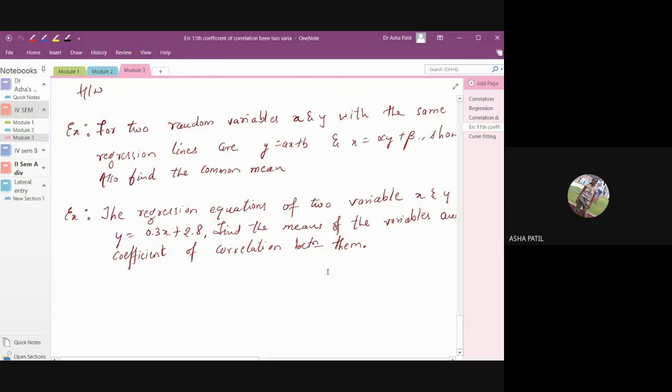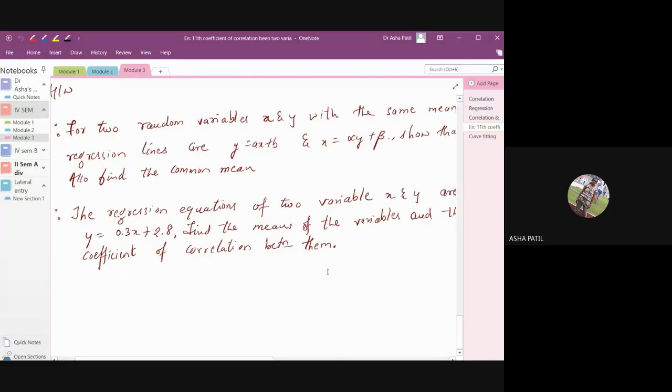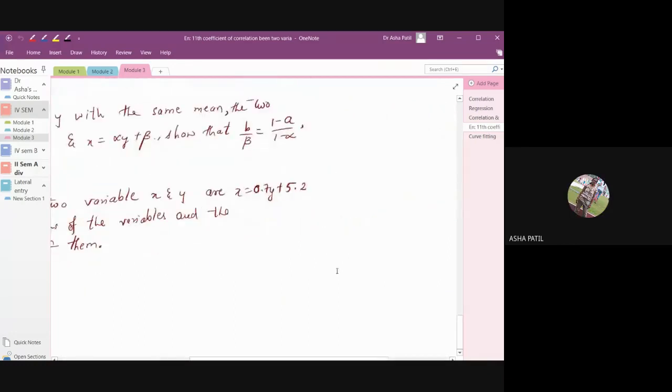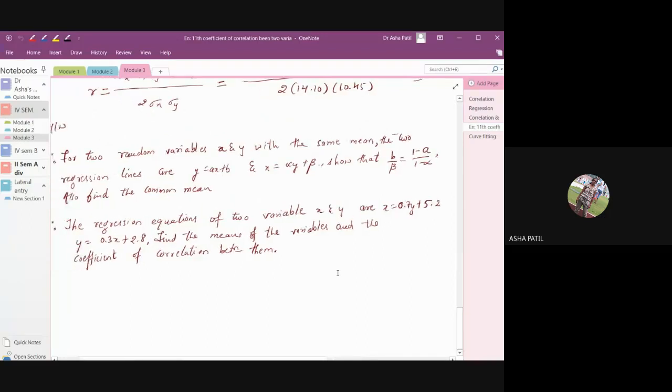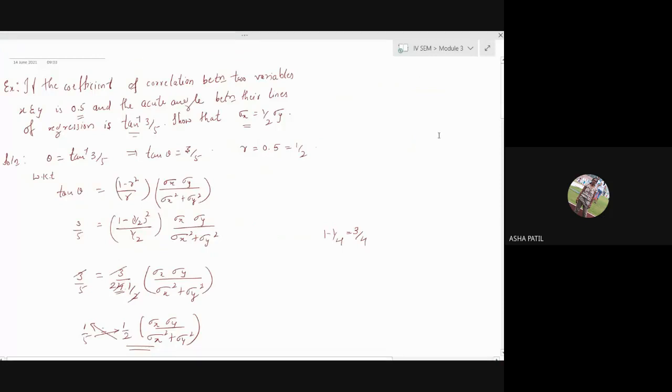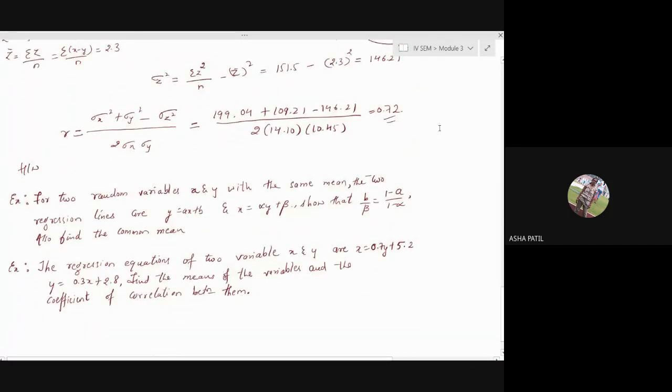Only 2 examples I gave yesterday, and in that you are not getting one. B division students, you can take these 2 as homework. See, don't find x bar and y bar. Show that b by beta is 1 minus a divided by 1 minus alpha. Try to get b by beta from these 2 equations, and they're given the same mean.